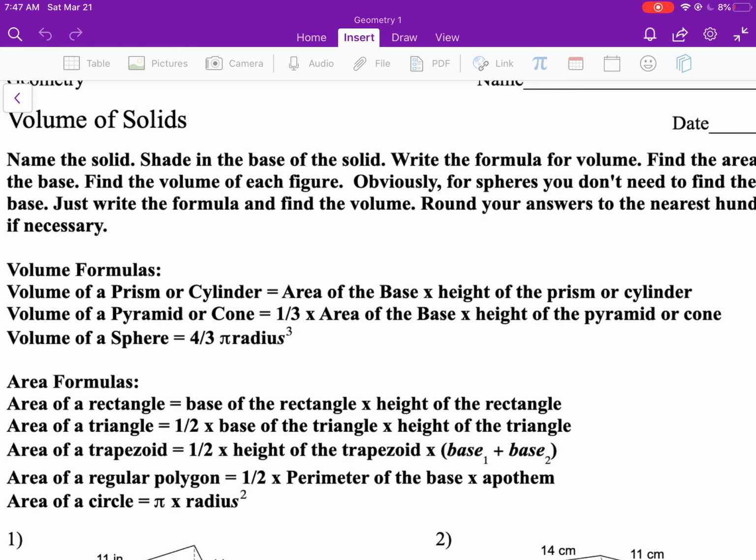for different things. There's the height of the actual solid, and then there's the height of the base. Same thing when you get into base times height or stuff like that. So we'll find the area of the base, find the volume. For spheres, you don't need to find the area of the base because there is no base. So let's get started. I put all the different formulas here for you to reference.